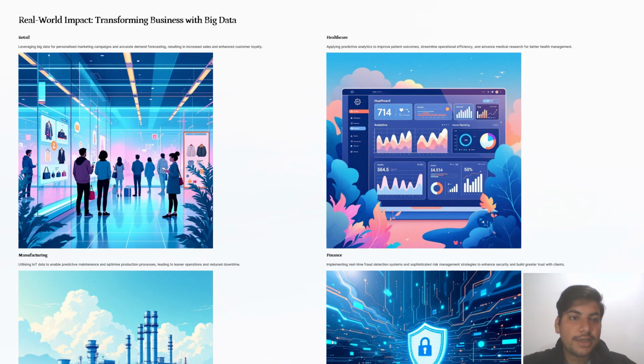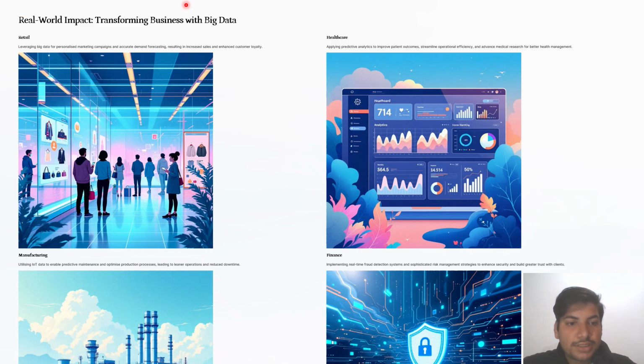Here you can see the real world impact of transforming business with data. Now, the first is retail, the second is healthcare, the third is manufacturing, and the fourth is financial. These are the real world impacts of transforming business with big data.